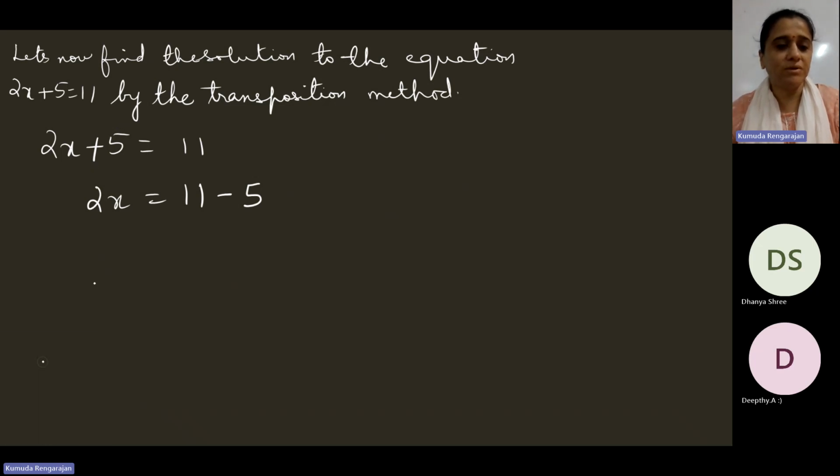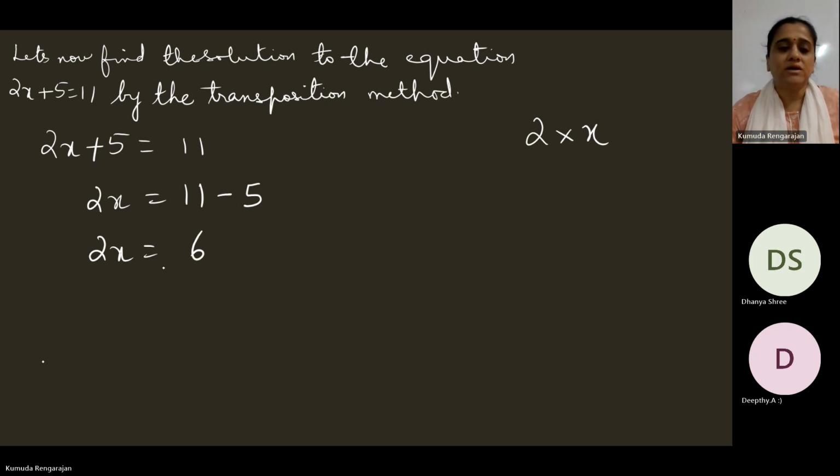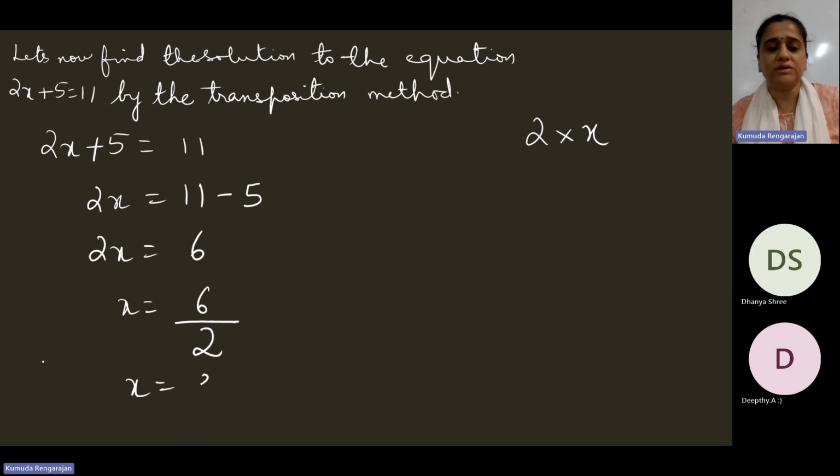Now simplify this. So you have 2x is equal to 6 because 11 minus 5 is 6. Now what is the connection between 2 and x? It is 2 into x, multiplication. So when you take 2 to the other side, it will go with the opposite operation. The operation opposite to multiplication is division. So it will come to the other side as divided by 2. So x is equal to 6 divided by 2. X is equal to 3. Value of x is 3.